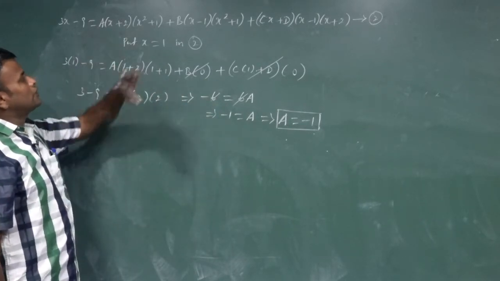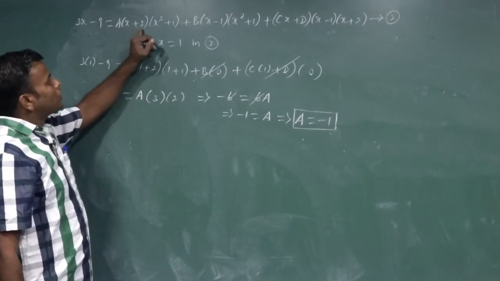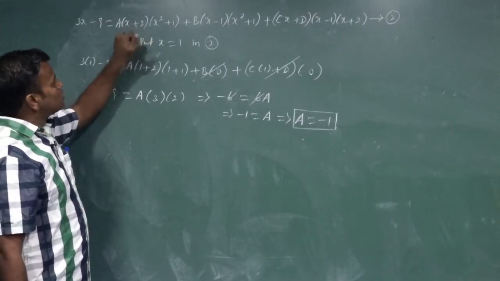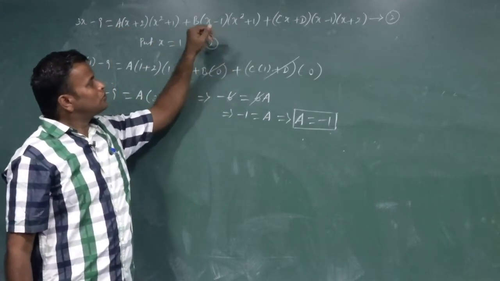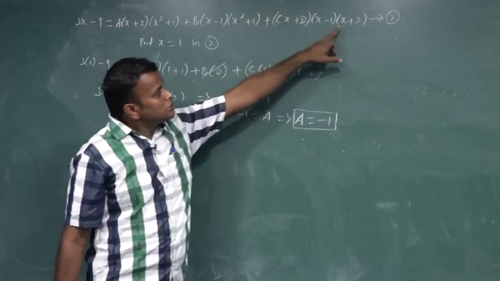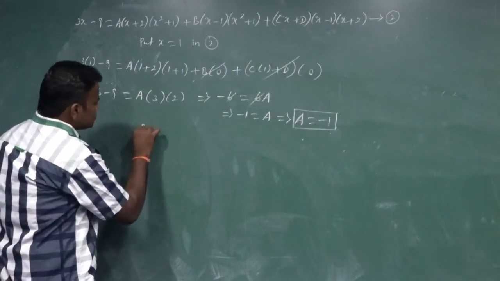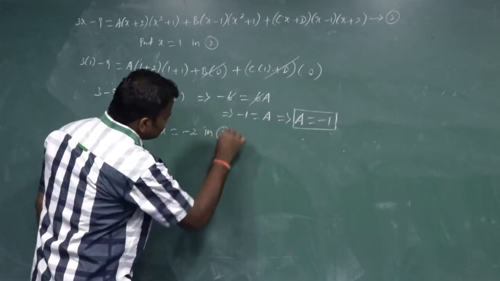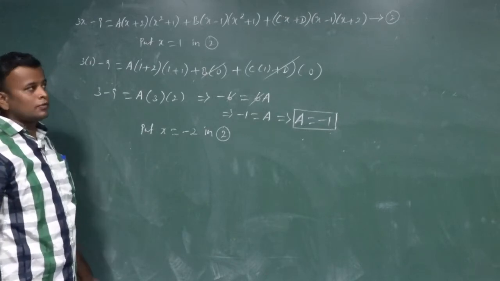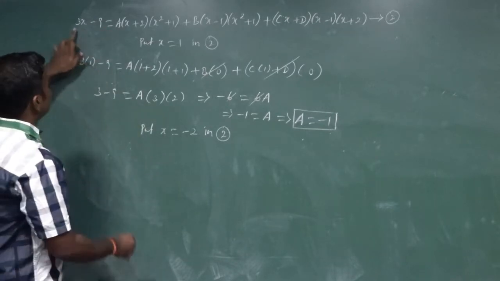Next, to find another constant, we take our easiest value. Suppose we replace x by minus 2 here. Minus 2 plus 2 becomes 0. Here there is no x plus 2 term, so the b value is possible. Here we see minus 2 plus 2, all these values are 0. So again we put x equal to minus 2 in the second equation. In the second equation, whenever x is there, we replace x by minus 2.